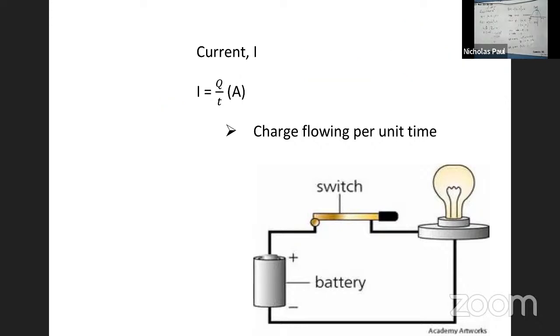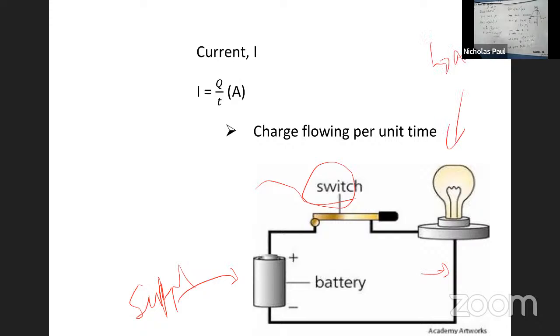Next, here we have a simple circuit. A simple circuit must have what? It must have a supply, a switch, connecting wires and a load. So you must have those four things: connecting wires, a supply, a switch, and a load. Every circuit must have that.